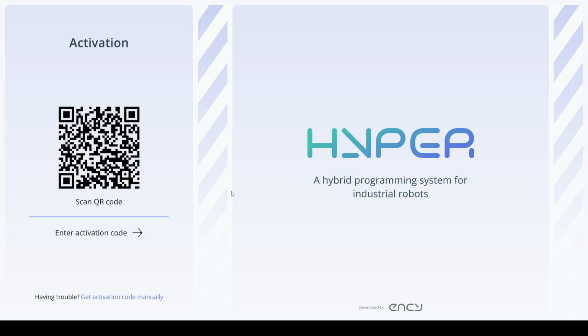Hello everyone! In this video, we will show you how to activate a license in the Hyper app. This can be done in two ways, manually and automatically. Let's look at the automatic option.